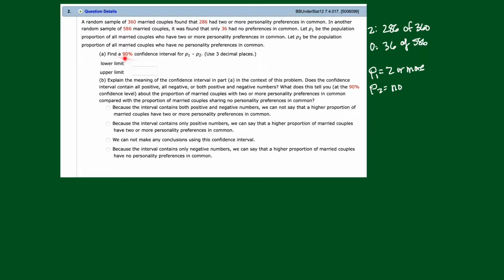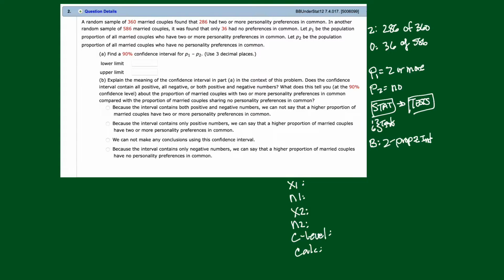Now we're asked to find a 90% confidence interval for P1 minus P2. Use 3 decimal places. Okay, so let's go to stat. Find stat, over to tests. Now remember, 1 through 6, this is not what we want. Those are actually tests. We want to go all the way down. We want a 2 proportion Z interval. That looks like B. All right, so scroll all the way down to B, where it says 2 prop Z interval, and choose B.